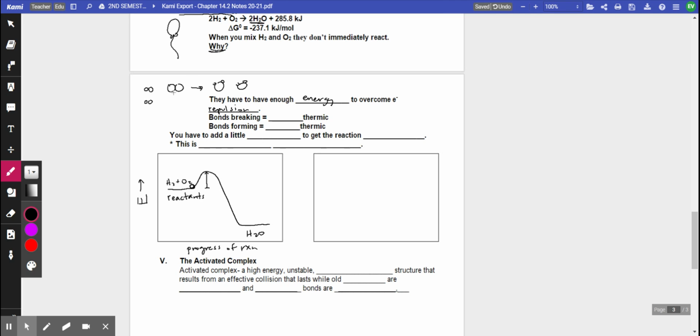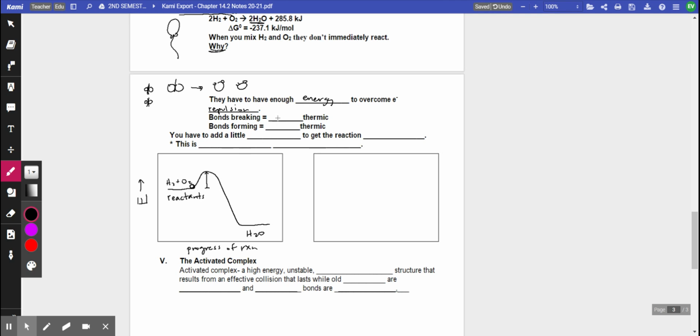And in order to do that, we have to break the bond between the hydrogens. And also we have to get the electrons on the hydrogen to overlap with the electrons on the oxygen so that they share them over here. So that small amount of energy comparatively is called the activation energy. Okay, and I want you guys to remember that to break these bonds over here, we have to break apart the hydrogens and the oxygens.